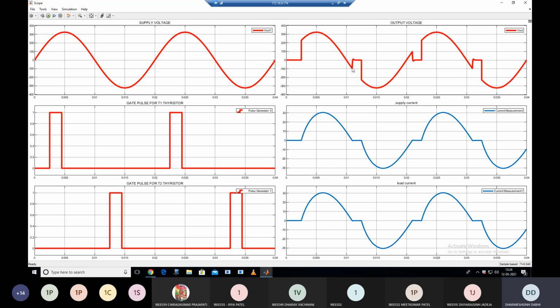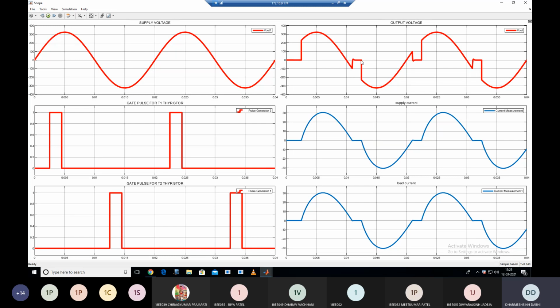Just after pi, at about 197 degrees, your output voltage becomes 0, because at this time the whole energy stored by the inductor has dissipated. You can see that the current also becomes 0, both supply current and load current. Whenever the current flowing through a thyristor is 0, it becomes off. So at pi plus phi, T1 becomes off. From pi plus phi to pi plus alpha, both thyristors are off, so the output voltage, load current and supply current are 0.